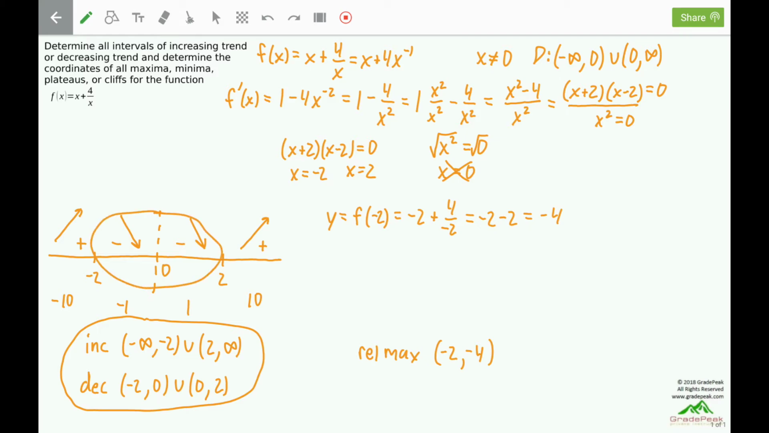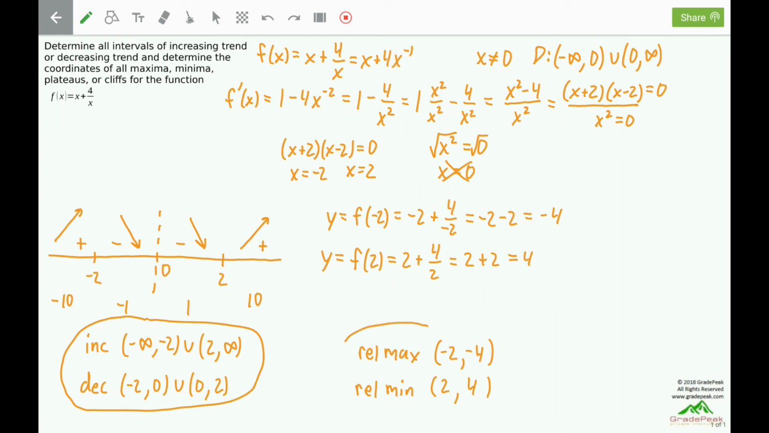X equals 0 is not a critical number. It's a vertical asymptote. And then the critical number of x equals 2 has a trend decreasing and then increasing, which indicates there will be a relative min at the x-coordinate of positive 2, which will have a corresponding y-coordinate, which can be found by plugging the x-coordinate of 2 into the original function, which will give 2 plus 4 over 2. 4 over 2 is a 2, and 2 plus 2 is a 4.